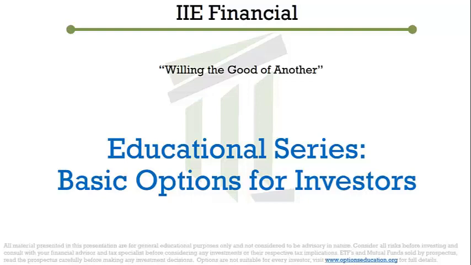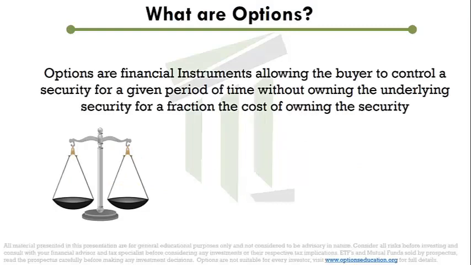So let's talk about some of the basics of what options are and what we use them for. Options are essentially financial instruments that allow the buyer to control a security for a given period of time without owning the underlying security, for a fraction of the cost of owning the security. So what we're essentially speaking about is control versus ownership.